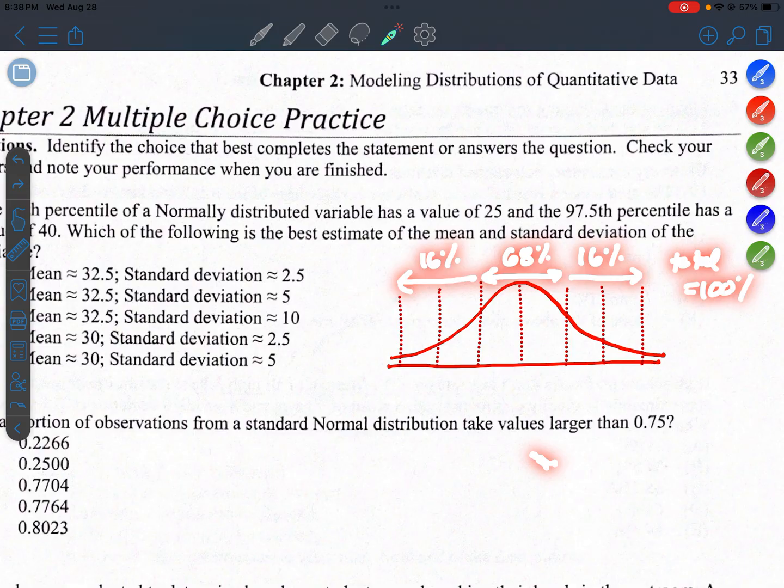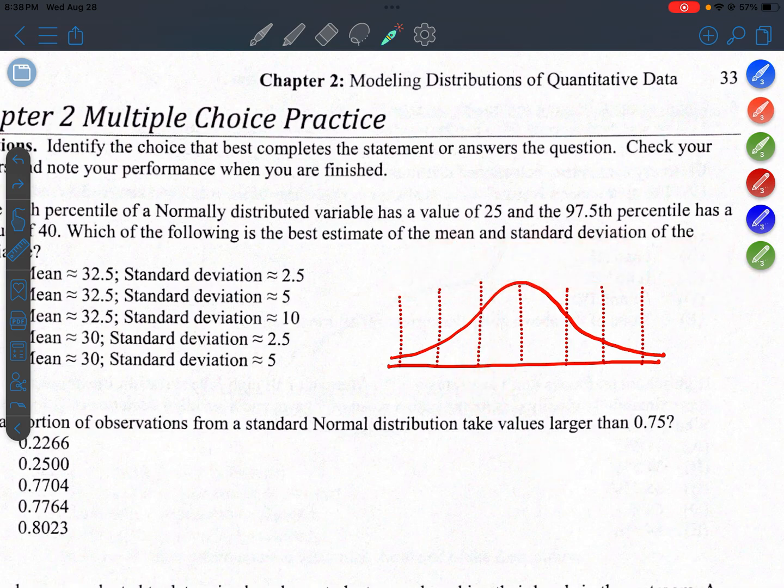of 100%, okay? So the 16th percentile is going to be this location right here, and they're saying that that has a value of 25. Okay, so let's go ahead and fill that in, 25.